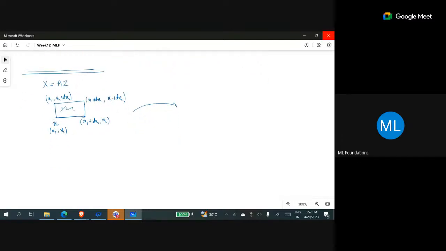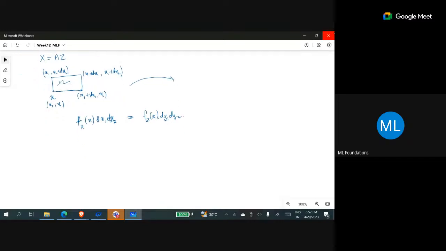If you look, we are talking about just a small portion right now. This can be given as fx of x dx1 dx2, right? You want this to be equal to some fz of z times dz1 dz2. This is what we want. Now fz of z, this z1 z2, you can write as the Jacobian times dx1 dx2. This you must have seen before, right? When you change one variable to another, this is what you do. In calculus, you must have seen it.